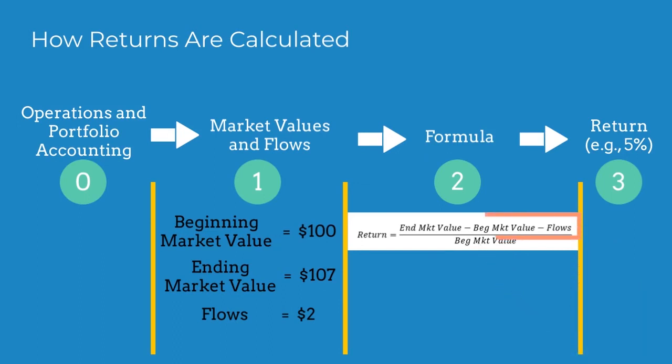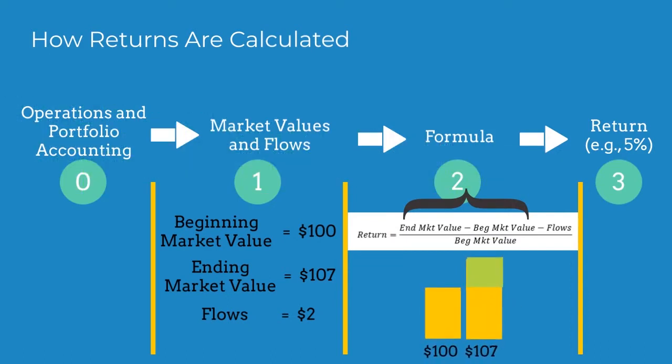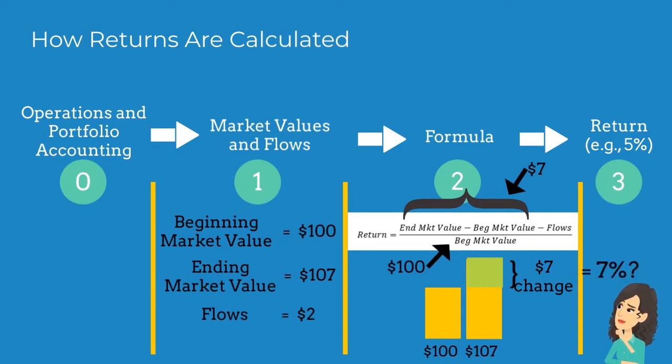Let's start with the numerator here. This is using market values and flows to find out how much money Remy Enterprises made or lost. In other words, their gain or loss. The first part here is taking the difference between the ending market value and beginning market value. Remember, we started with $100 and ended with $107, which is a change of what? That's right, $7. So does that mean we made $7 on $100 for a return of 7%? No, let me show you why.